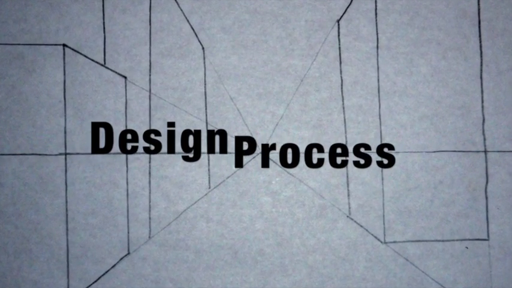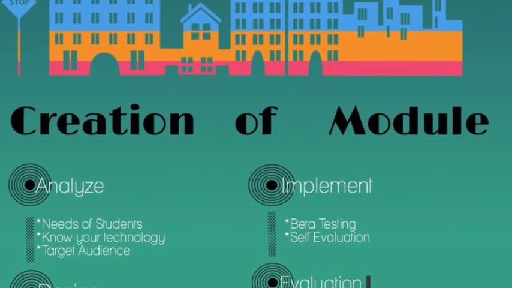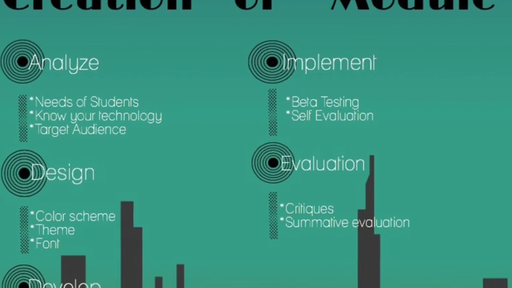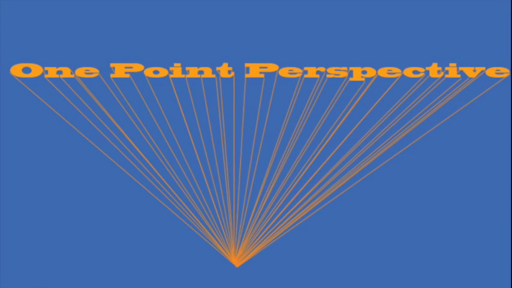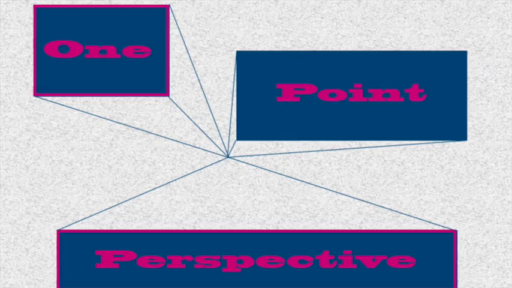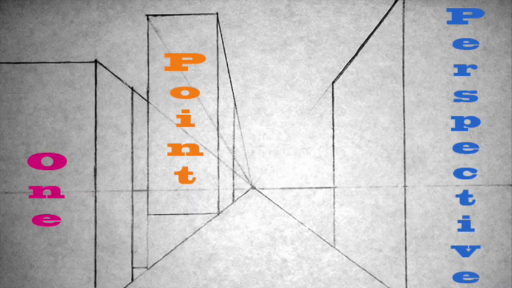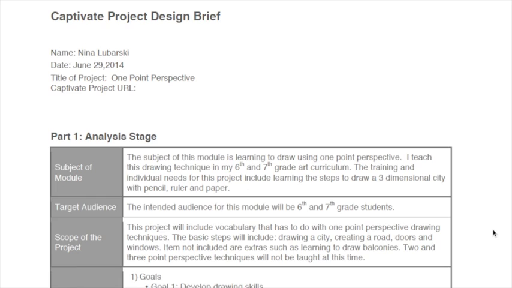To create my module, I went through the ADDIE model: analyze, design, develop, implement, and evaluation. Here are some examples of designs I created when analyzing what my students might want in a learning module. This is the design I chose after feedback from my peers.